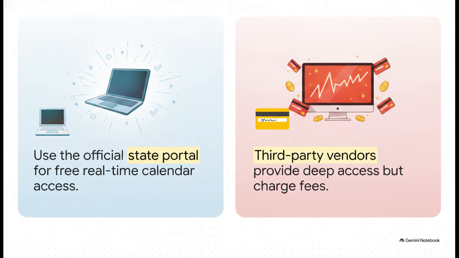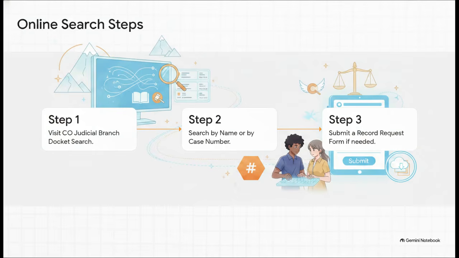It gives you real-time calendar access and basic case numbers for absolutely free. Stick to the official state portal for your casual searches. Let's break down the exact 3 steps you need. Step 1. Visit that official Colorado Judicial Branch docket search page online. Step 2. Choose to search either by name or by case number. If you search by name, pro tip, add the filing date to narrow things down so you aren't scrolling forever. Step 3. Review the summary.